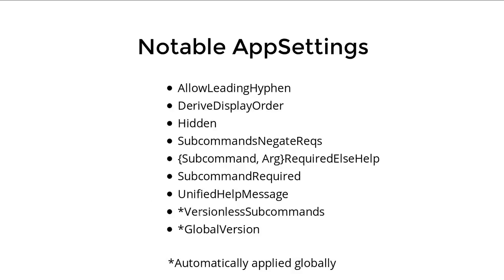These two settings right here are automatically applied globally, just FYI. Versionless subcommand says your subcommands don't have versions, and they don't have the -V and --version argument by default. Global version says just use whatever version I use for my parent application. And that's what a lot of people do, because that's probably the most common thing.